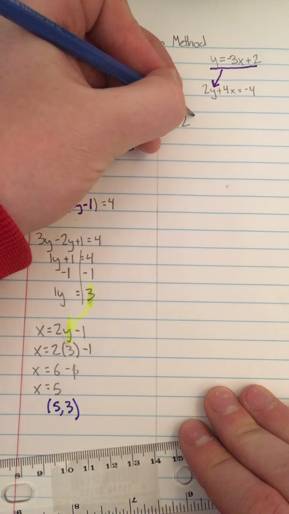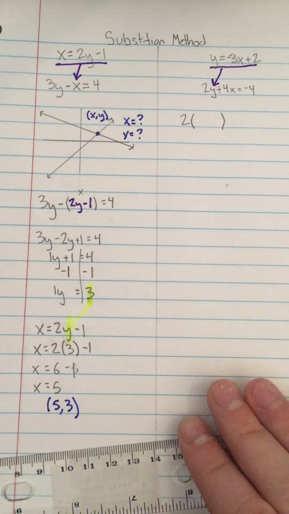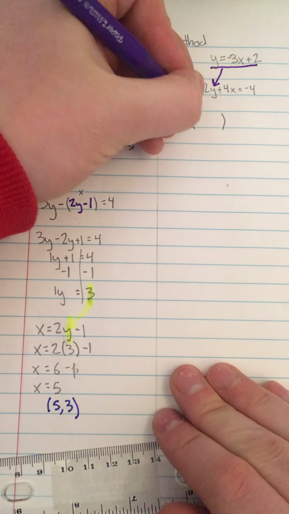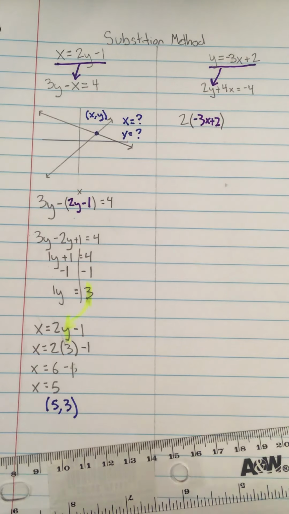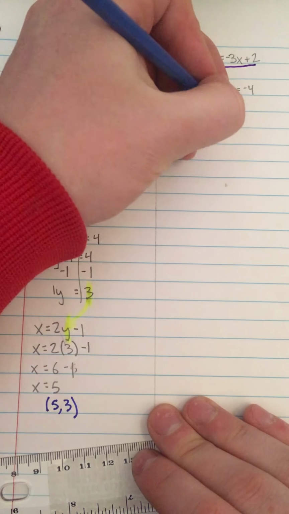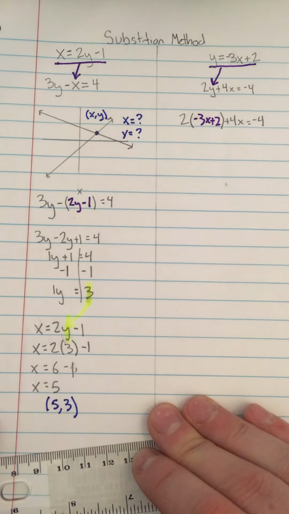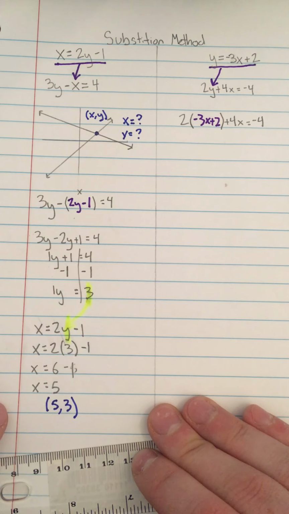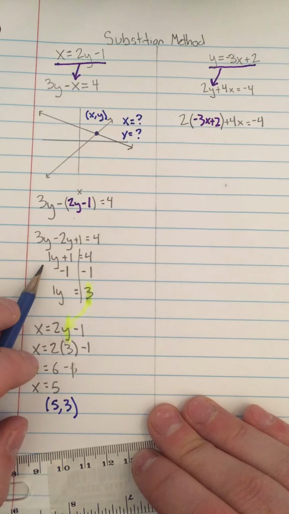And so I'm going to rewrite the equation, and it's going to be 2, and then we need to preserve the value and the signs of y. So I'm going to put parentheses, 2 times, and it will be negative 3x plus 2. And then we continue writing the equation, plus 4x minus negative 4. So from here, we continue like we did over here in solving and combining like terms.